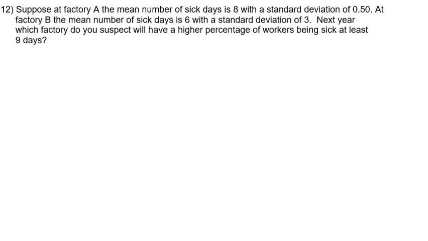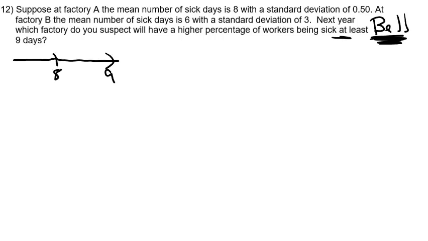Okay, I should have fixed this in the original PDF file, but we are going to work with the assumption that this is bell-shaped data. Now we have two factories here. And for factory A, if you read the problem, the mean number of days is 8, and we're trying to determine the percentage of data that is above 9. At least 9 days, right?